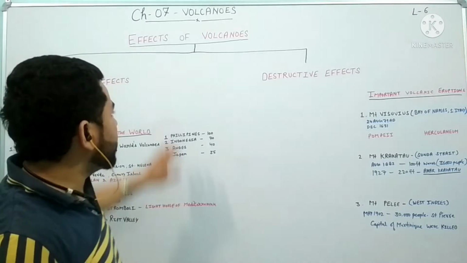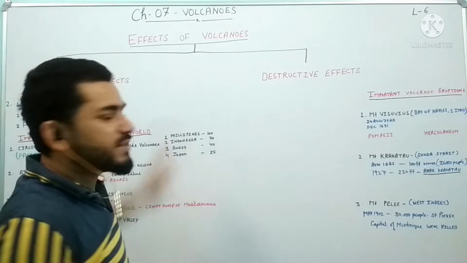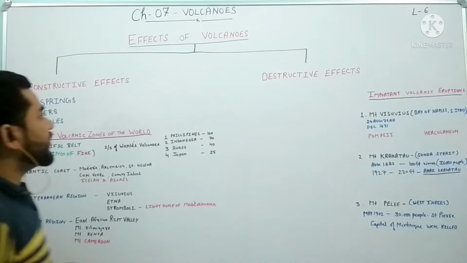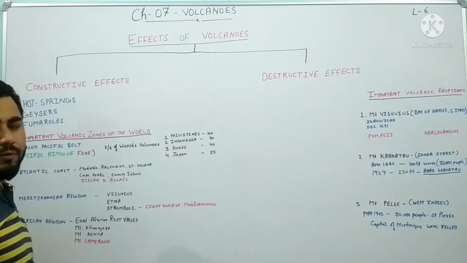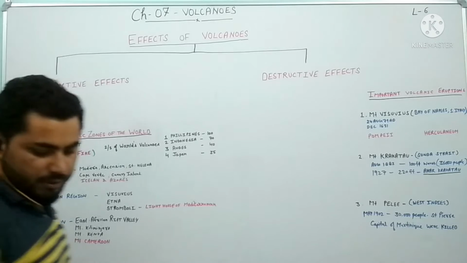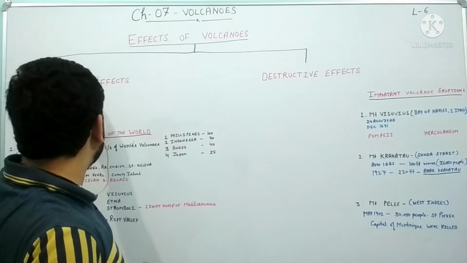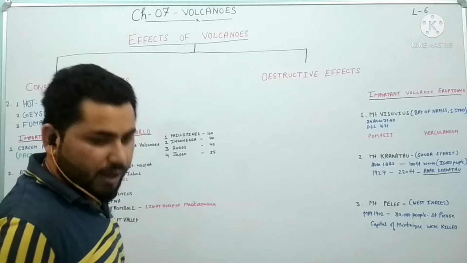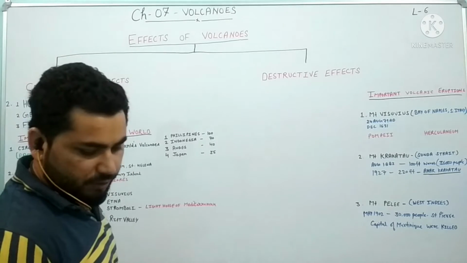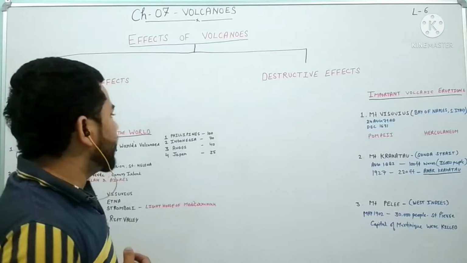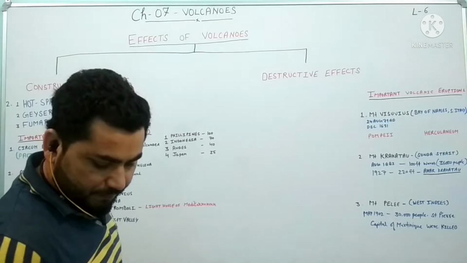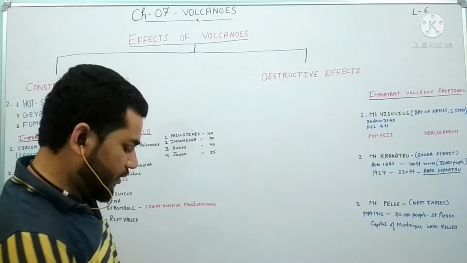So, these hot springs, geysers, and fumaroles are the constructive effects of volcanoes. And what is the difference between these three, and how these are formed and erupted, that we will see now.